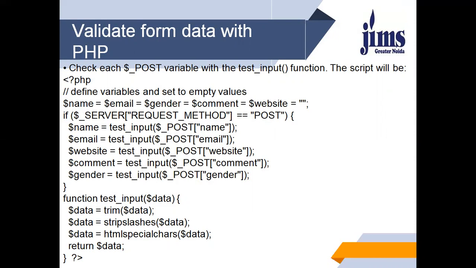Now, what is the htmlspecialchars function? The htmlspecialchars function converts special characters to HTML entities. This means that it will replace HTML characters like angular brackets with &lt; and &gt;. This prevents attackers from exploiting the code by injecting HTML or JavaScript code. Cross-site scripting attacks in forms.